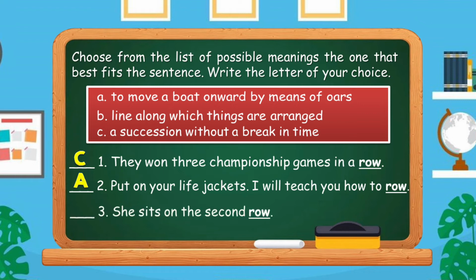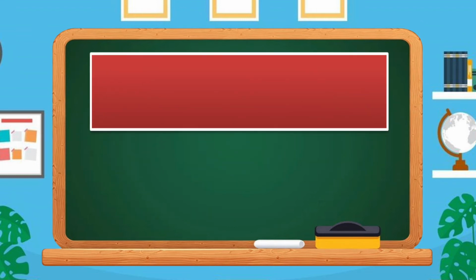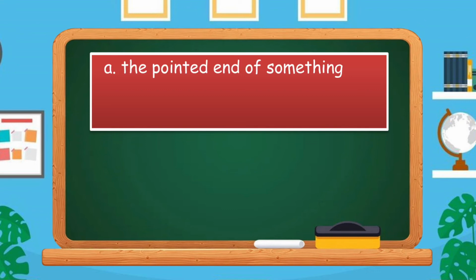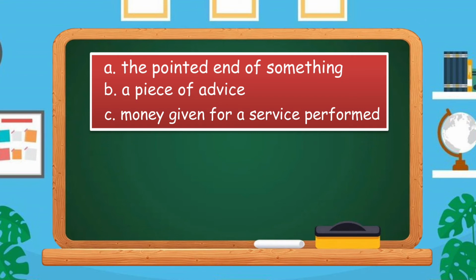Number 3. She sits on the second row. The correct answer is letter B. Line along which things are arranged. For items 4 to 6, the choices are A. The pointed end of something. B. A piece of advice. C. Money given for a service performed.